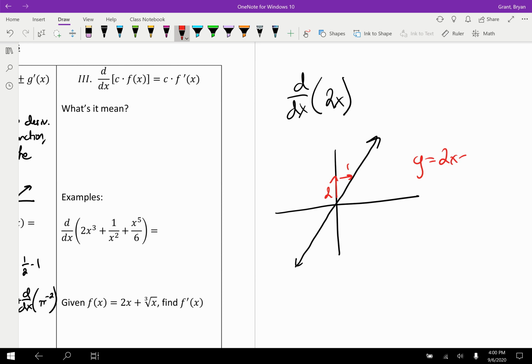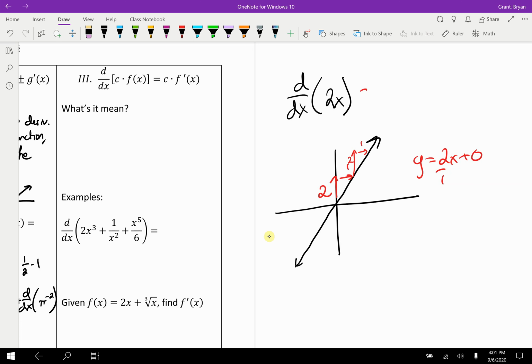Y equals 2x plus 0 has a slope of 2 over 1, which means that the derivative of this, because the slope is up 2 over 1 everywhere, has to be 2. I mean, that is the answer. That is the slope at any point on that line. It's up 2 over 1.